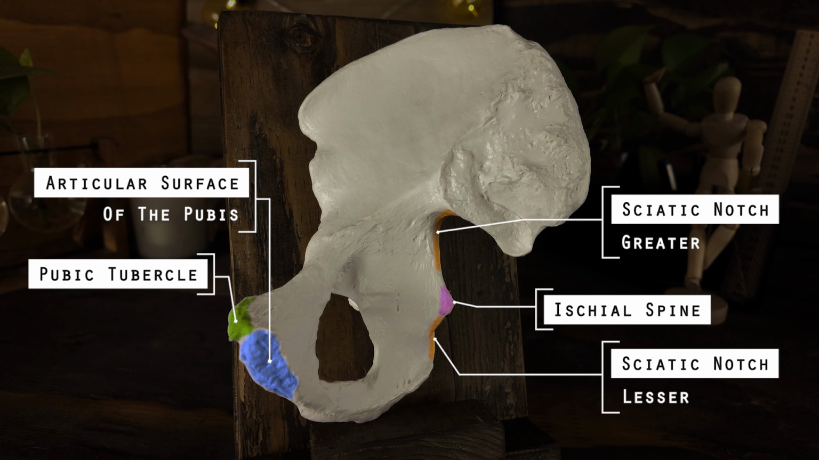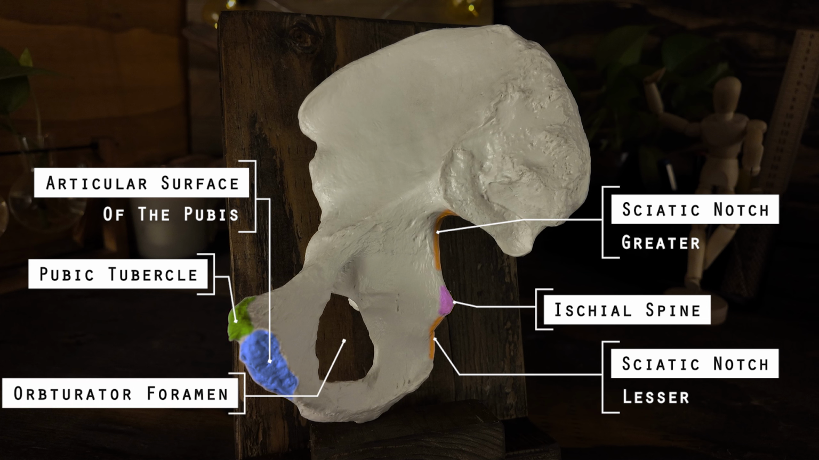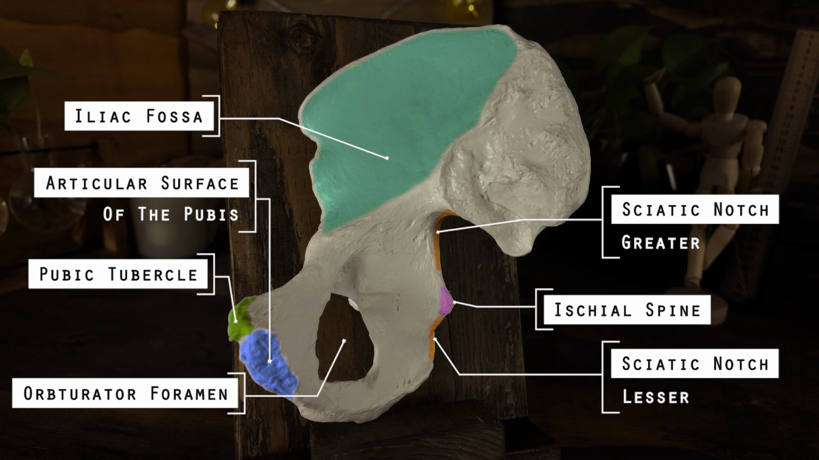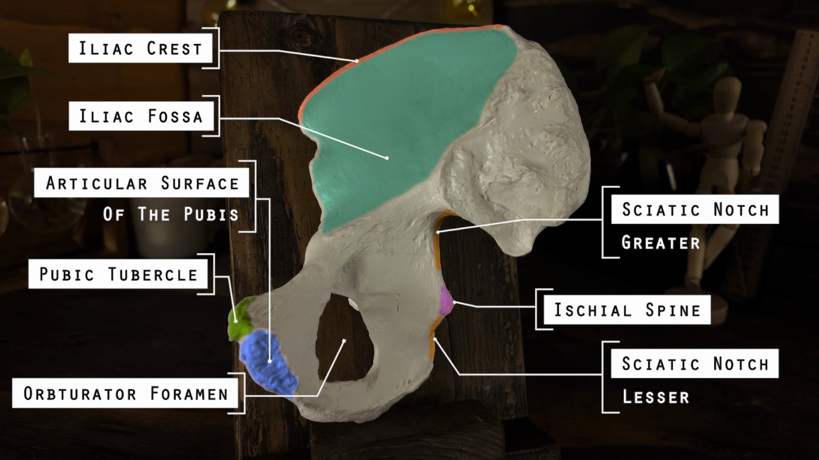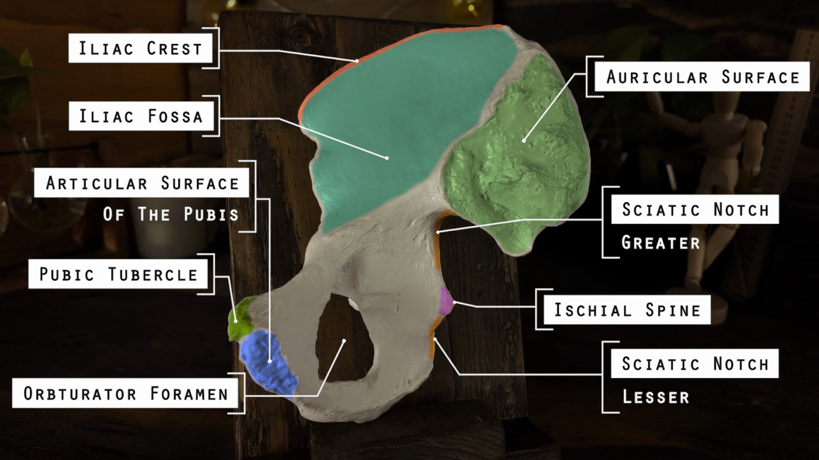The pubic region and the ischial region both make up what's called the obturator foramen, which is this large foramen here. Moving on to the ilium region, we have the iliac fossa, which is this large smooth surface. We then have the iliac crest, which makes up the edge of the ilium. And right here we have the rough auricular surface, which articulates with the sacrum to form the sacroiliac joint.